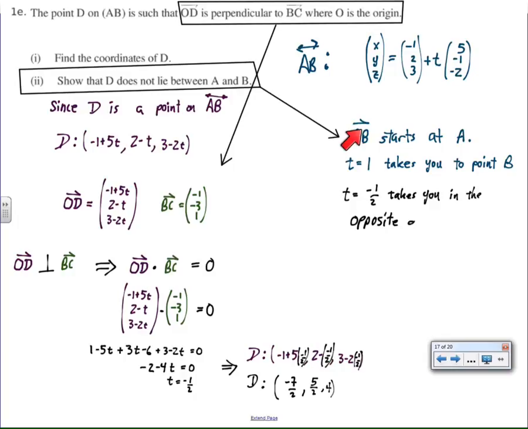So here's the way I frame an argument. Since AB starts at A, and when t is positive, you get in the direction of B. Since t is negative, we're going to go in the opposite direction. Therefore, D is not in between A and B. Simple argument, just like that. But of course, that argument cannot be framed unless we have a complete understanding of all the work that preceded it. So a couple lessons to learn here.